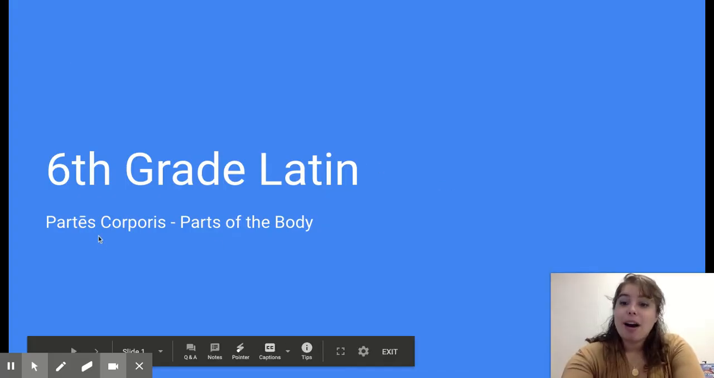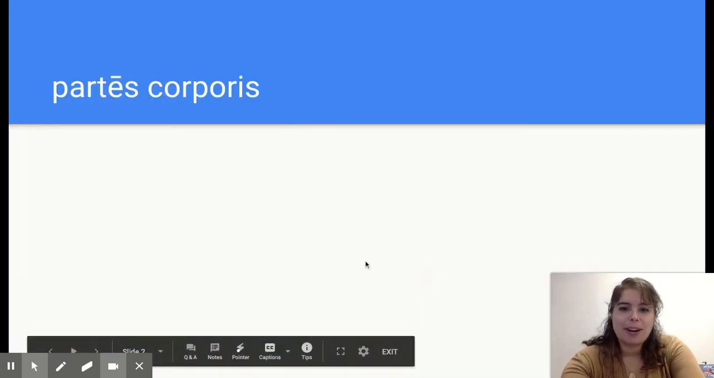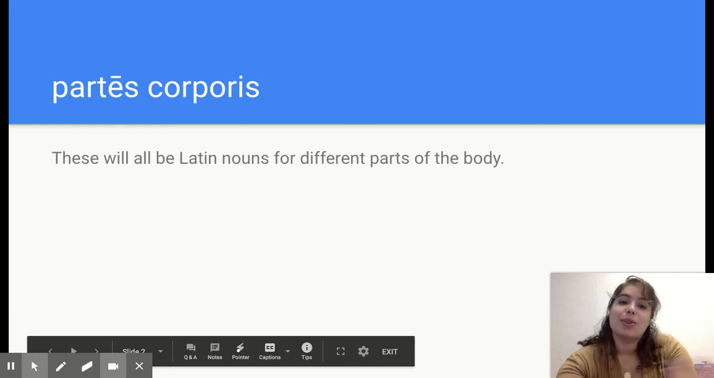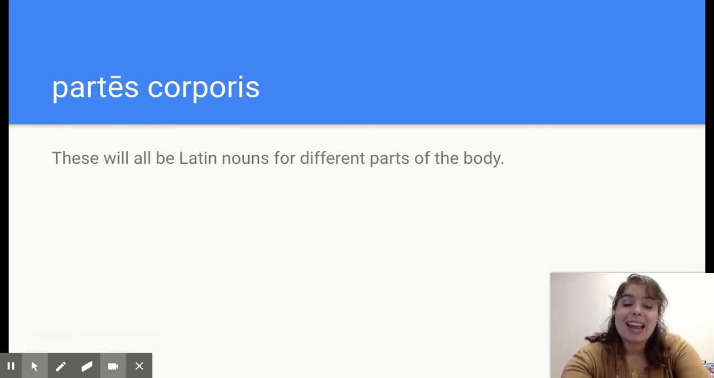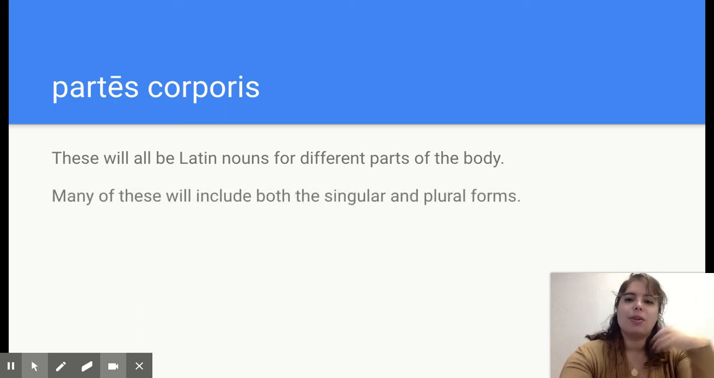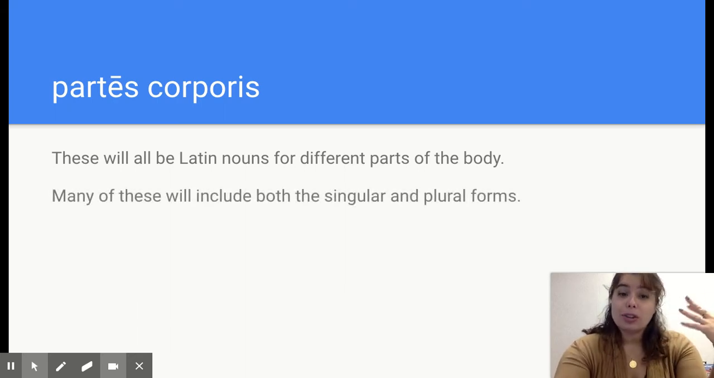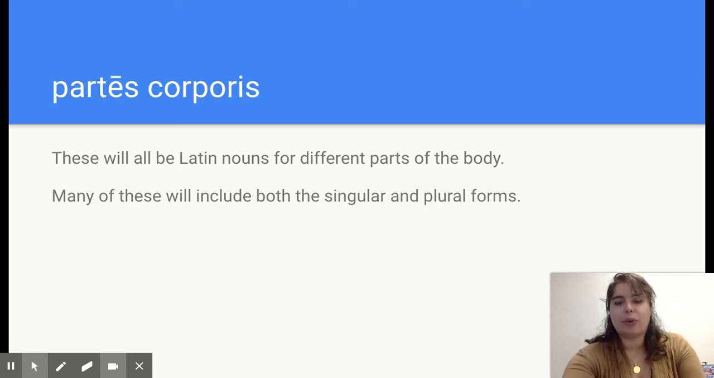All right, so we have partes corporis. This is parts of the body in Latin. All of our words today are going to be nouns for different parts of the body. And like with last week, we are going to be learning some plural forms as well with our singular forms.